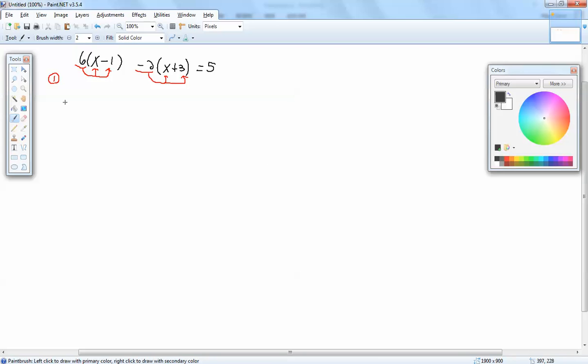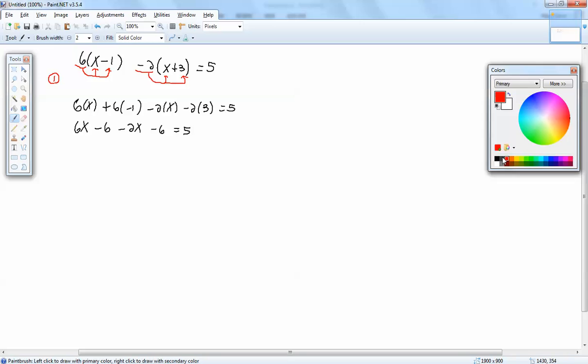Okay, so I'm going to have 6 times x plus 6 times negative 1, negative 2 times x, and negative 2 times 3 equals 5. Well, 6 times x is just 6x. 6 times negative 1 is negative 6. Negative 2 times x is negative 2x. Negative 2 times 3 is negative 6, equals 5.